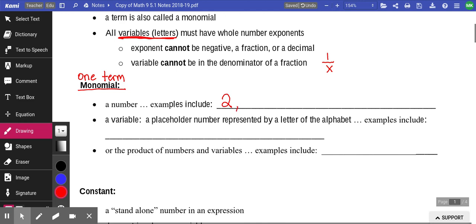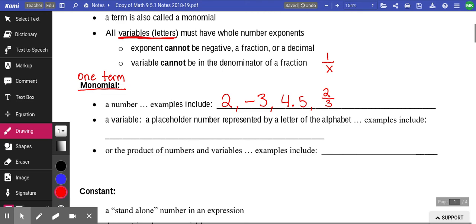We could also have negative monomials. So we could have like -3. That's a monomial still. It's just one thing. We could have decimals. And so we could have something like 4.5. That's still a monomial. It's just a number. It's one thing. And we could even have fraction monomials, like 2 over 3. Those are all number monomials. We never see those once we move on past grade 9.